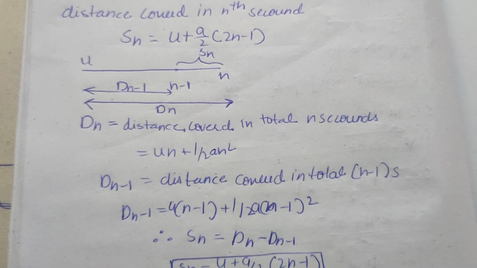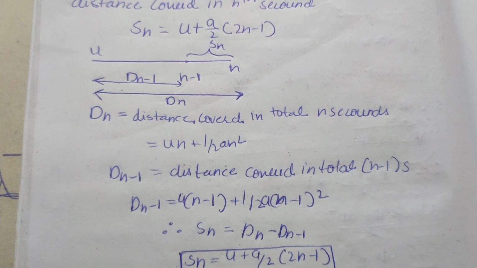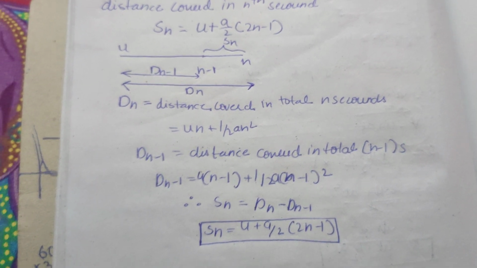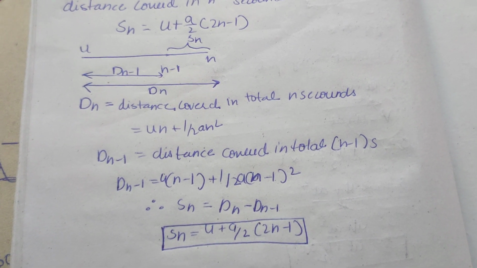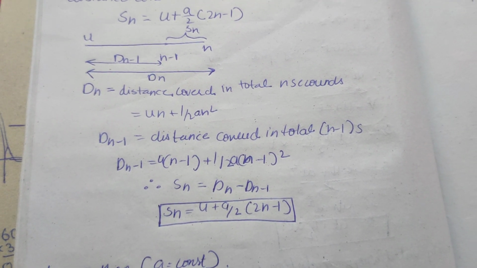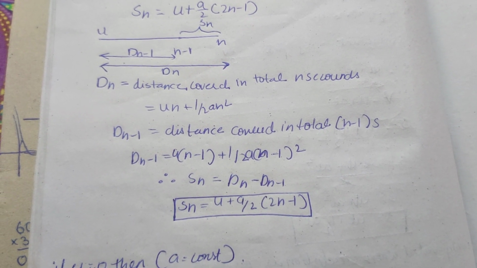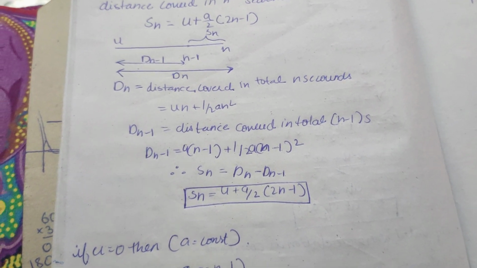Dn equal to distance covered in total n seconds, which equals un plus half an square. Here dn minus 1 is the distance covered in total n minus 1 seconds, and dn minus 1 equal to u(n minus 1) plus half a(n minus 1) square. Therefore Sn equal to dn minus dn minus 1 equal to u plus a by 2 into (2n minus 1). Here the equation is given.